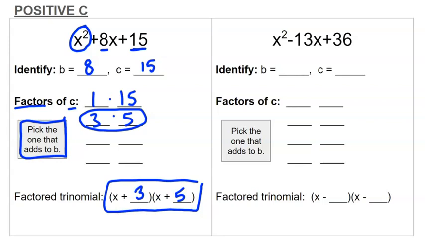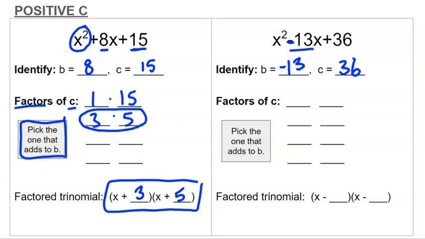All right, so let's do the next pair. We're going to, again, identify our b, which is next to x, so negative 13. Please take the sign with the numbers. If it says minus, it's a negative. Positive 36.